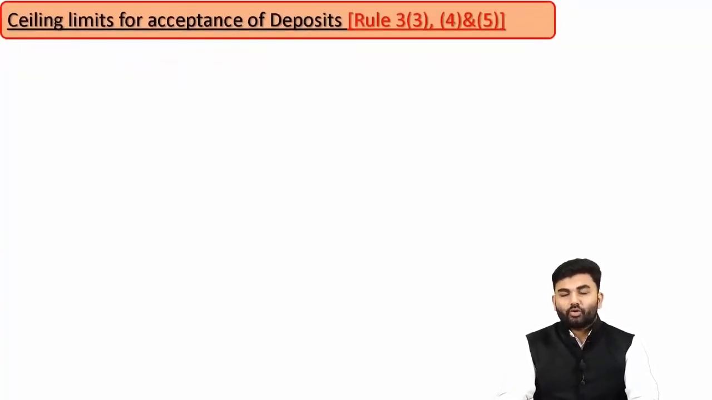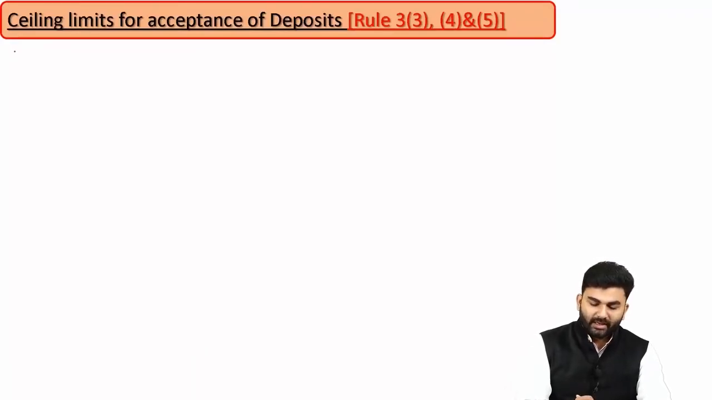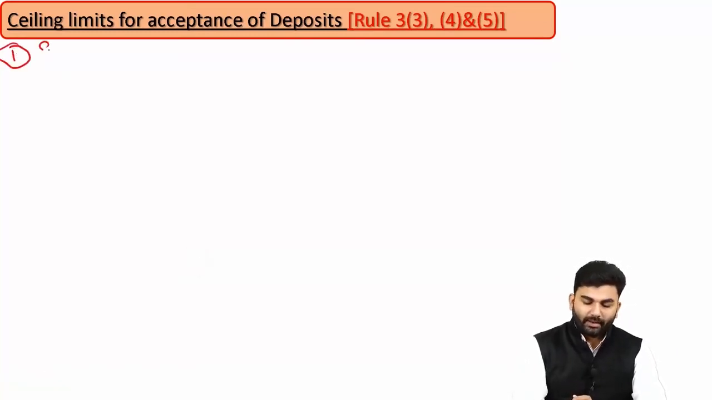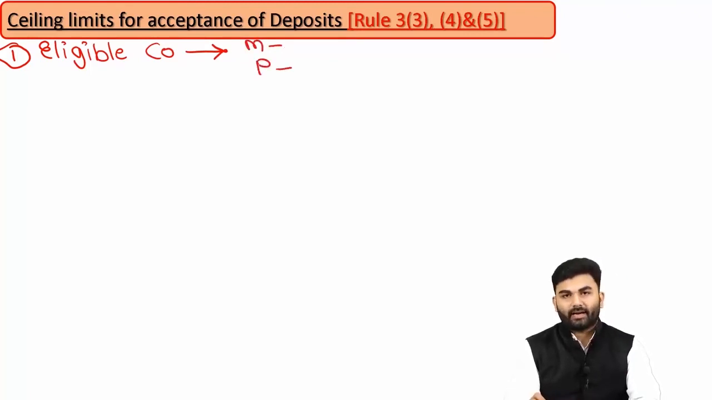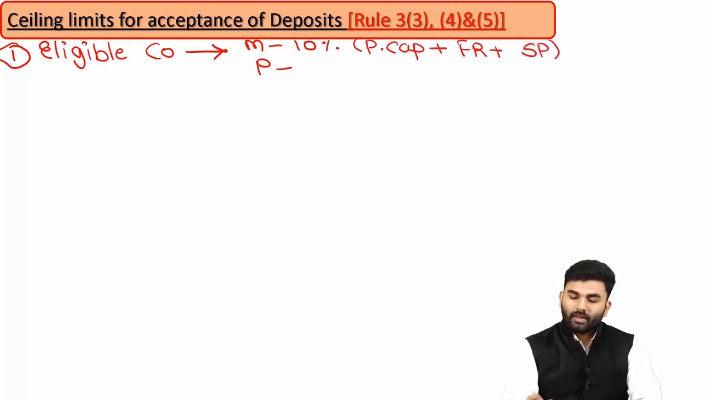The next rule says about the ceiling limits for acceptance of deposits. See, the ceiling limits will differ from company to company. If you are an eligible company, then yes, you can accept deposits from members as well as public at large. The maximum amount an eligible company can accept as deposits from their own members is 10% of paid up capital plus free reserves plus securities premium. The maximum amount of deposit a company can accept from public at large, wherein the company is an eligible company, will be 25% of paid up capital plus free reserves plus securities premium.